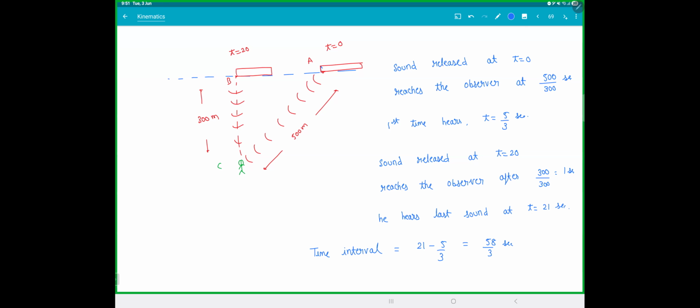Could you explain about 21 again? I didn't get it. When did you leave the last sound? At the 20th second, 20 seconds. From B to C, what is the distance? 300 meters. What is the speed of sound? Okay, 300 meters per second. So 1 second extra, right? So time taken for sound from B to C is 1 second.